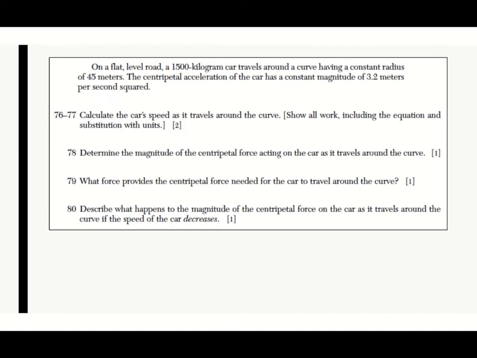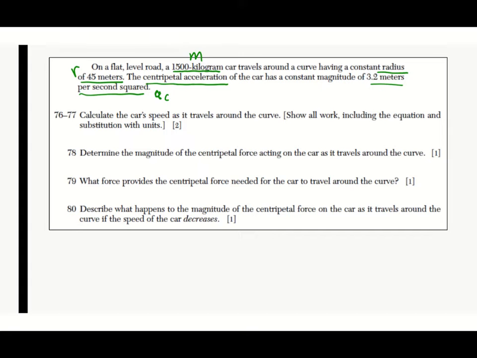Okay, for 76 to 77, we need to calculate the car's speed as it travels around the curve. It's going around a circular path. So here's our mass. So radius of 45 meters, that's our R value. And it has a centripetal acceleration of 3.2 meters per second squared. That's a subscript c.